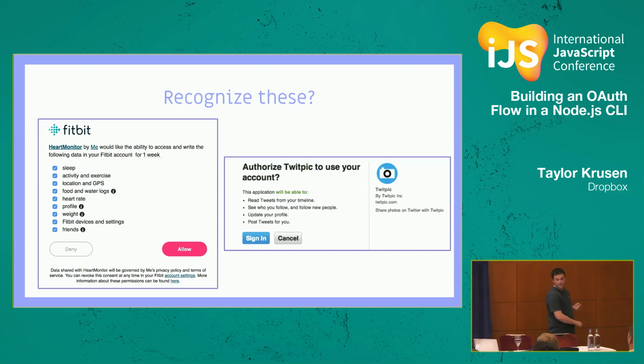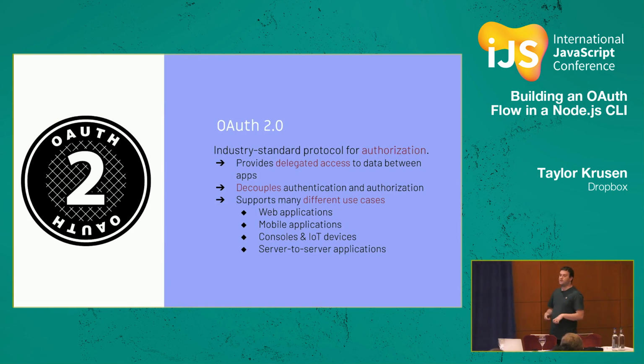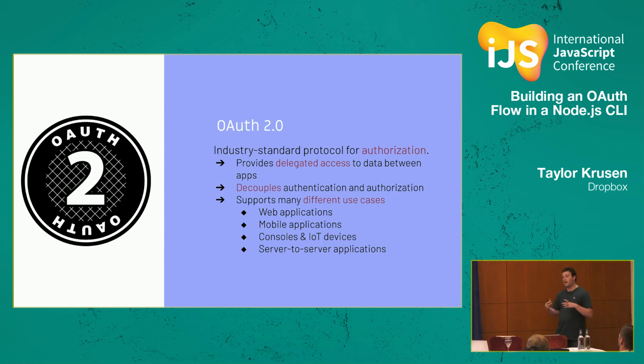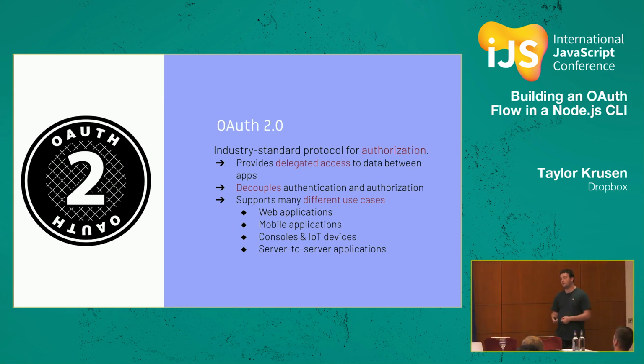And this is a screen that you see as a result of an OAuth implementation. Now, OAuth 2.0 is the industry standard protocol for authorization. More specifically, it is a framework for creating delegated access for data between your applications. It allows these applications to communicate, and it decouples authentication from authorization. So instead of authenticating somewhere, you're delegating access to an application to interact with certain types of data. It's a really powerful protocol because it enables a lot of different use cases.